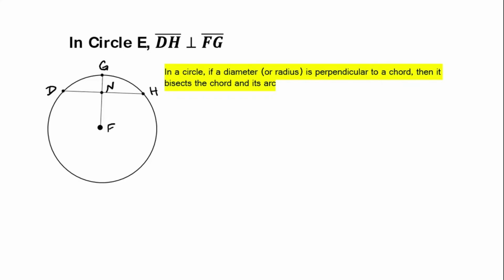In a circle, if a diameter or radius is perpendicular to a chord, then it bisects the chord and its arc. All right, so it says in circle E, DH is perpendicular to FG. DH is a chord, FG is a radius. That means we can use that highlighted theorem there. Go ahead and throw in the 90-degree angle, and it bisects the chord, so go ahead and mark those congruent segments.